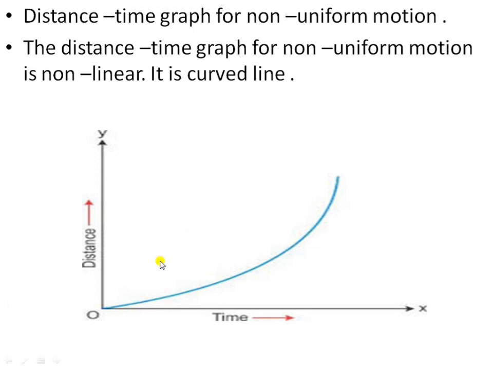Here the speed changes at different intervals of time. Suppose at 2 kilometers, its time is about 3 hours, and at 4 kilometers again its time is changing. So it's non-uniform motion, because the speed is not constant in non-uniform motion. Speed is non-constant.